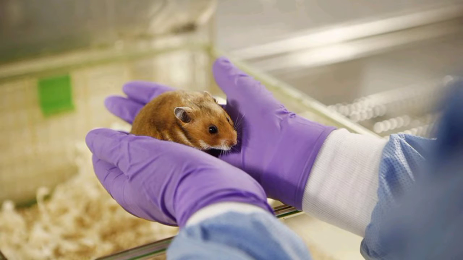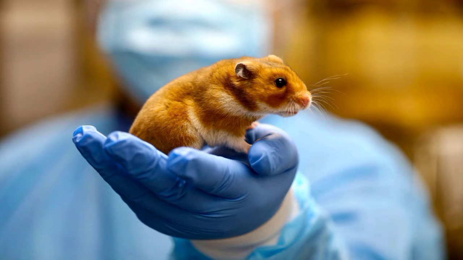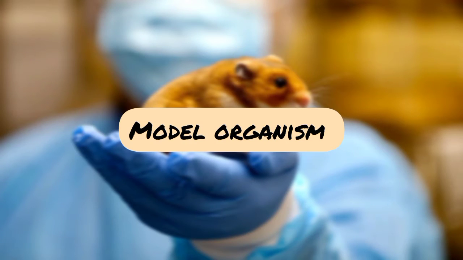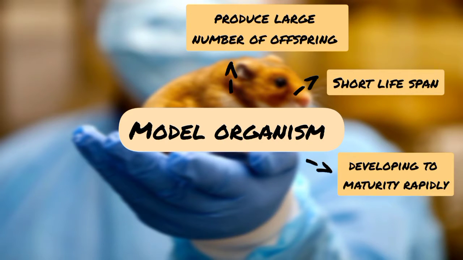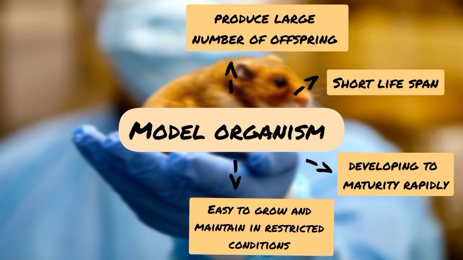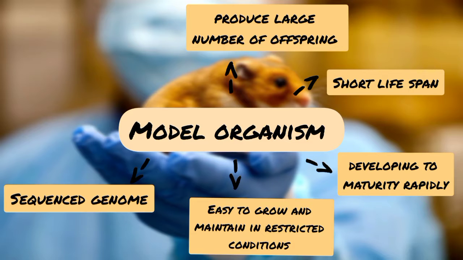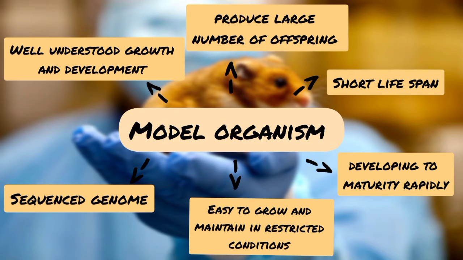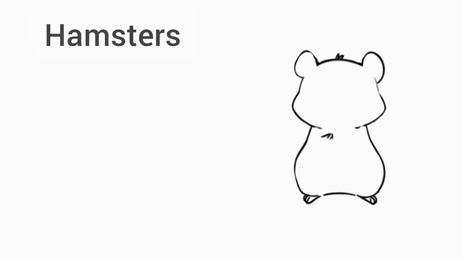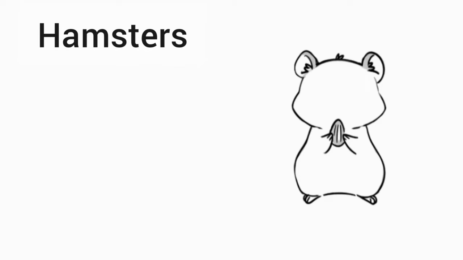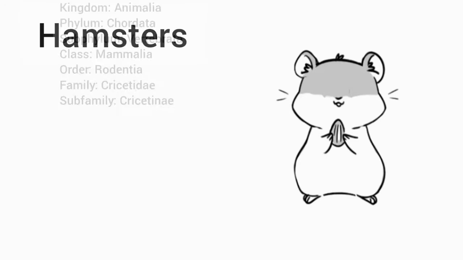In most cases, the criteria for selecting these types of model organisms are similar, and they include the following characteristics: producing a large number of offspring, having a short lifespan, developing to maturity rapidly, being easy to grow and maintain in restricted conditions, having a sequenced genome, and well understood growth and development. Hamsters meet most of these criteria, therefore they are one of the most popular model organisms.